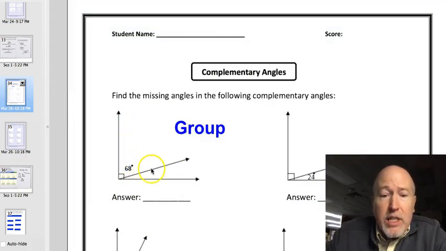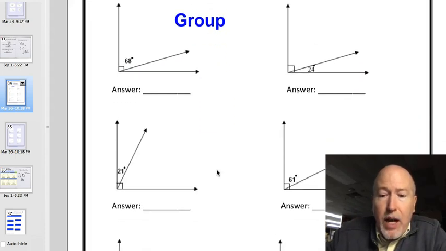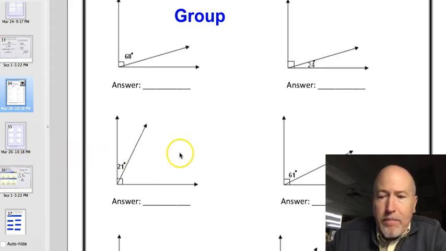What angle is complementary to 68 degrees? Well, it's just 90 minus 68. Looks like that's going to be 22 degrees. How about this one? What angle is complementary to 21 degrees? Well, that's going to be 90 minus 21 degrees. Should be 69 degrees. Okay?